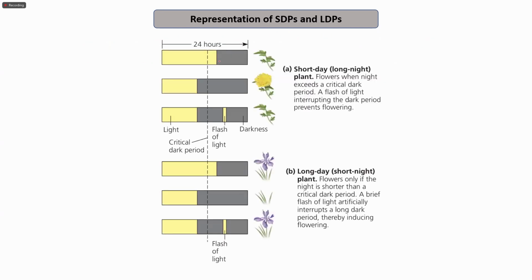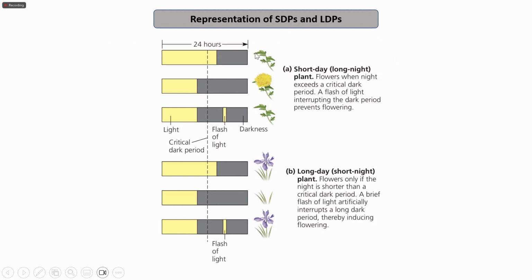So this is the representation of SDPs and LDPs that I was trying to explain to you. Short day plants, which are also known as long night plants. This bar shows a 24 hour time period, and the yellow shows the exposure to the light, and the gray shows the exposure to the dark. The upper panel is for the short day plants. These three bars are for the short day plants, and the lower panel is for the long day plants.